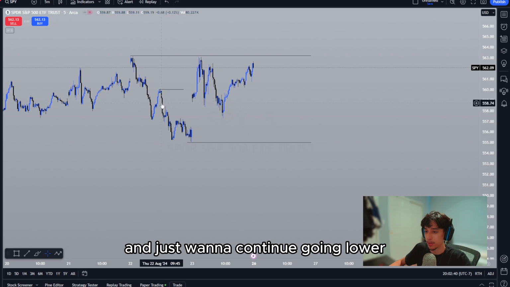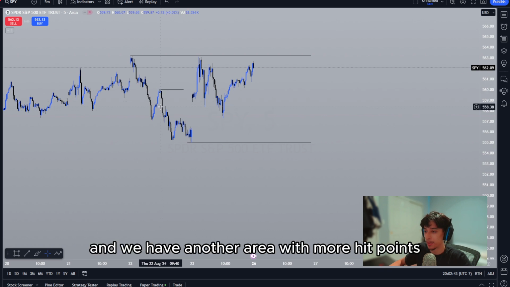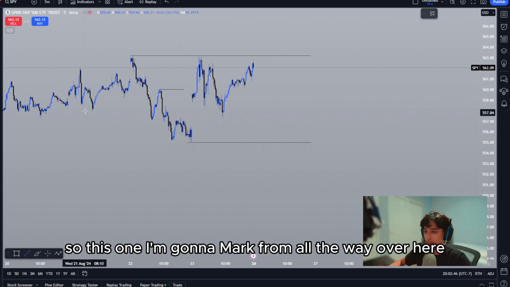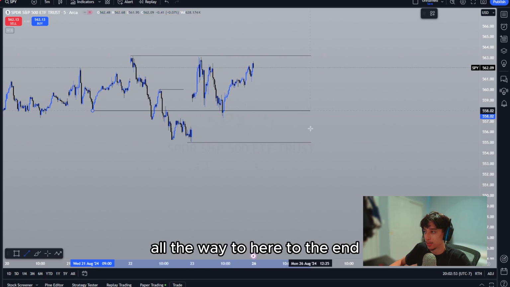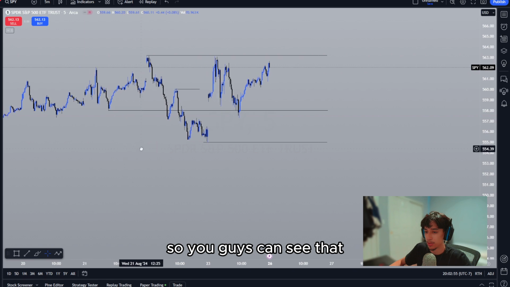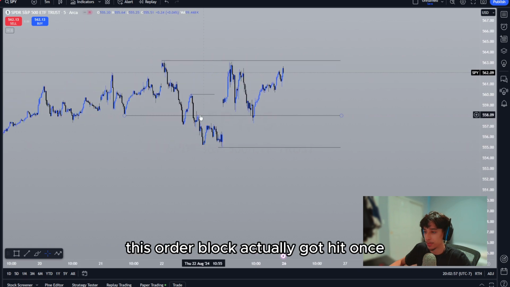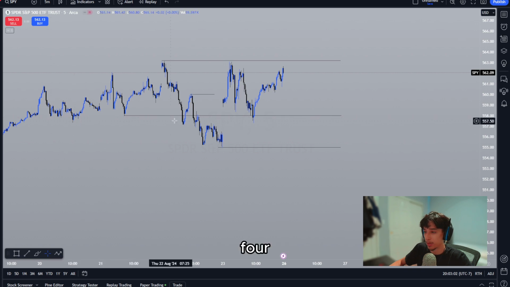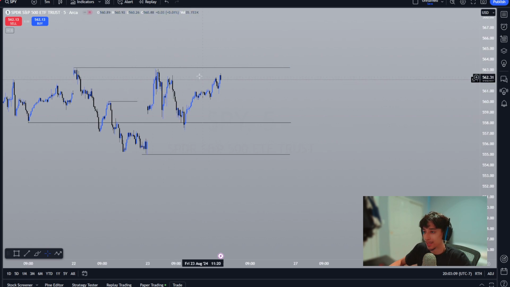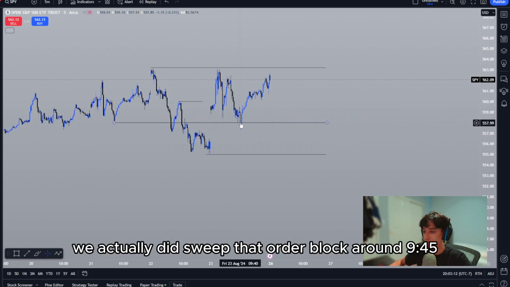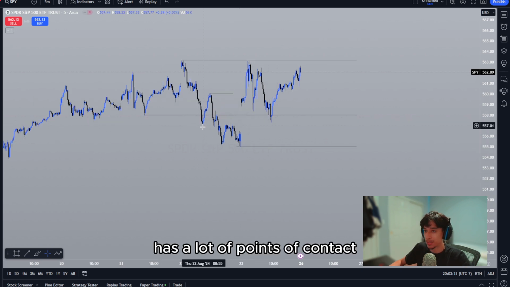And I just want to continue going lower, and we have another area with more hit points. So this one I'm gonna mark from all the way over here all the way to here to the end. So you guys can see that this order block actually got hit once, 2, 3, 4, 5, 6 times. So remember, focusing on mainly this day right here, we actually did sweep that order block around 9:45. It has a lot of points of contact.